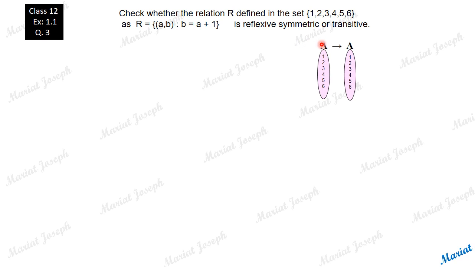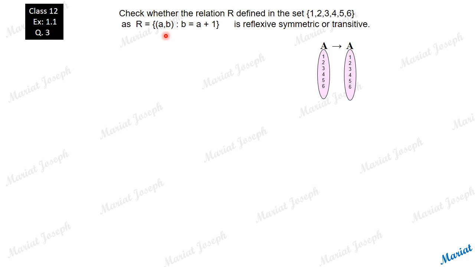The given set here is a limited set, very few elements: 1, 2, 3, 4, 5, 6. A relation is defined from set A to set A. A relation defined in the set means both domain and codomain are the same set. And any relation is a subset of A cross A. A cross A is the set of all possible pairs that can be made using the elements of set A.